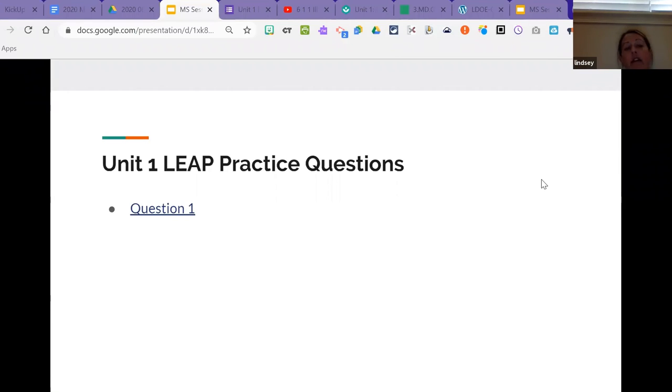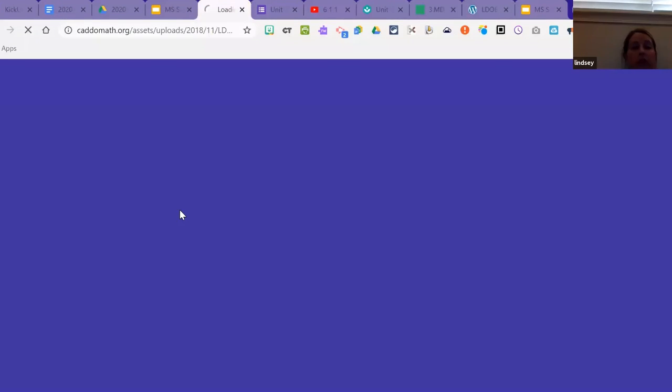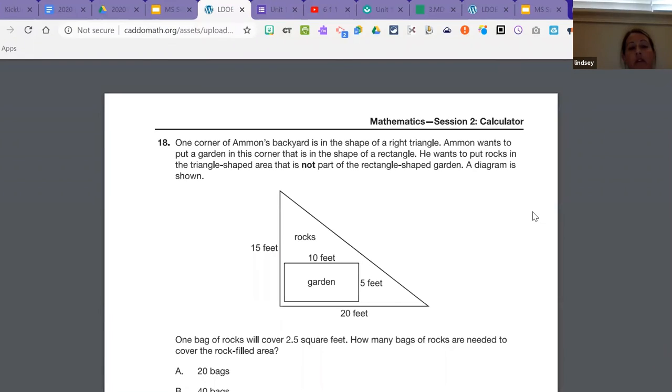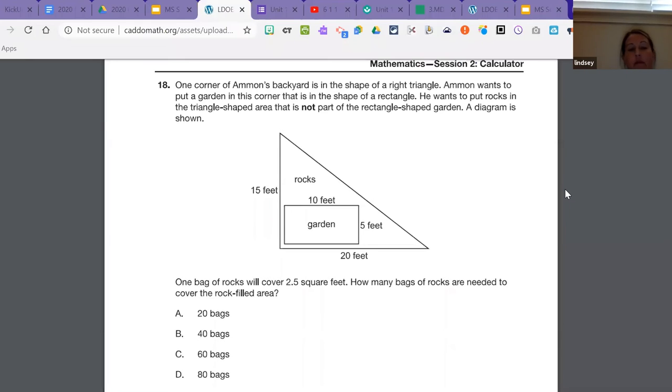So the next slide is the Unit 1 LEAP practice questions. These are also on the scope and sequence. These are practice questions of what they're going to see. These are released test items. So I definitely recommend using these as a bell ringer, or just a quick exit ticket. These problems tend to be a little bit more difficult than what they see in class maybe. And like I said, they're on the scope and sequence.